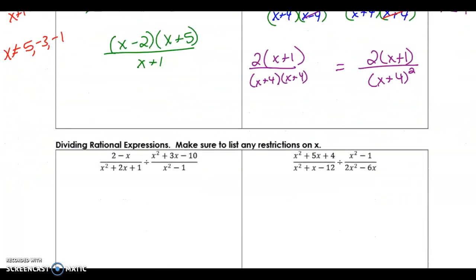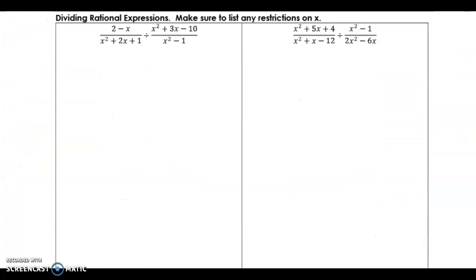All right, how would we do a division problem? So for division, the first thing you want to do is keep, change, flip. Keep the first fraction, change the sign, flip the second fraction. You might also think of this as multiplying by the reciprocal. So dividing, remember, is the same as multiplying by the reciprocal. Now the rest is just the same we did up above.